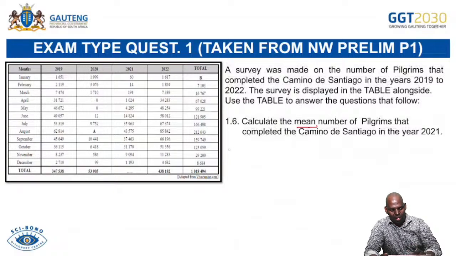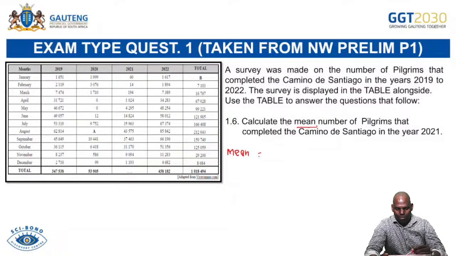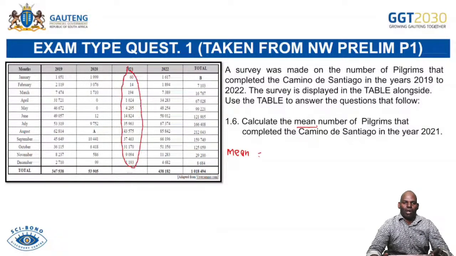So in this case, we have to calculate the mean. Calculate the mean number of pilgrims that completed in the year 2021. So we have to add all these values. The examiner was too clever for us there. He did not indicate the total, unlike in other columns, because he knew he was going to ask this question. So unfortunately, more work for us. If it was given, we would just take it and divide by the number they are. But in this case, we have to add.